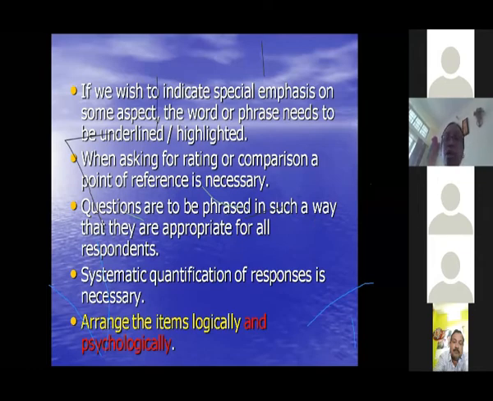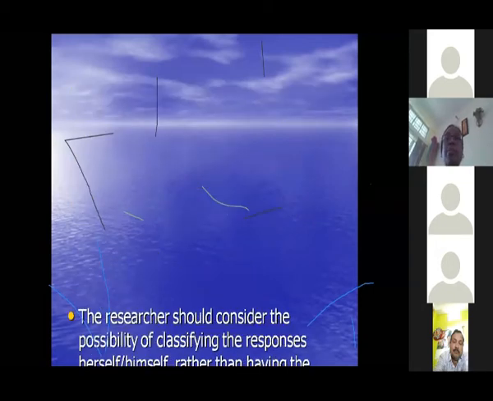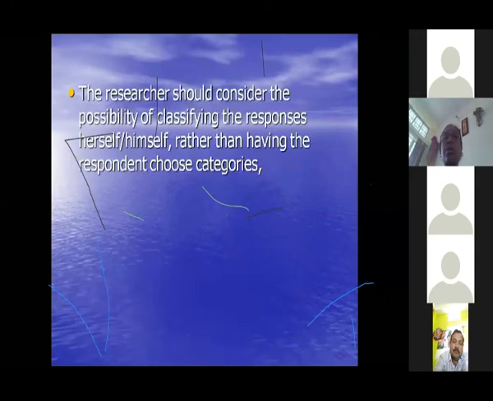Logically, already I have given one example: we need to mention the name of the school first, and then one can ask whether it is under government, provincial, or a private school, and the medium. We need to arrange it logically. Then psychologically means we need to always start from easy questions to the difficult one. Otherwise, they may not be interested to respond to the questions. If we just start with a very difficult question, they may not be motivated to respond to the questions.